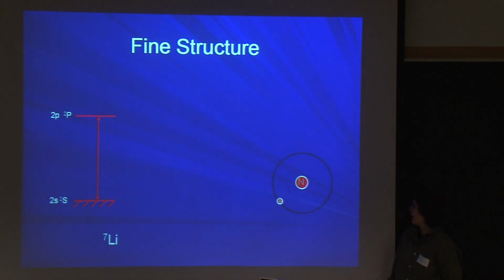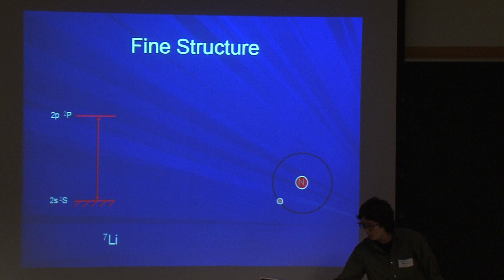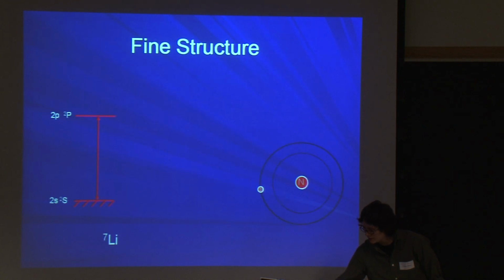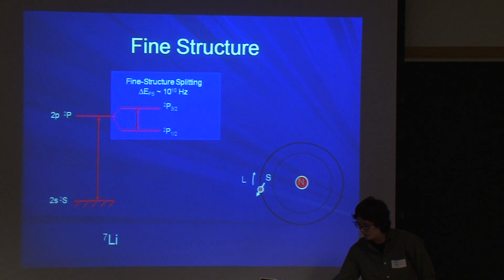Here's a simplified model of an atom, and it's getting excited from an S state to a P state. And the fine structure is a little bit more complicated than that. It arises from relativistic corrections, quantum electrodynamic effects, and the spin-orbit coupling. There's the spin, there's the orbit. The spin can be either spin up or spin down, so we get 2 different states because of that. So we're studying the D1 line and the D2 line in the lab.